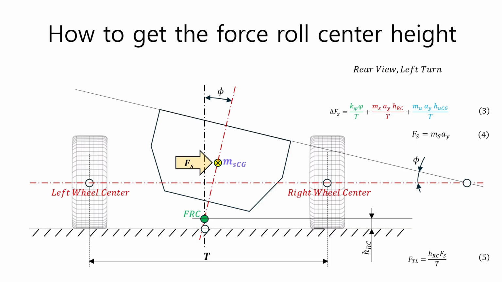Let's learn how to find the height of the force roll center. The second term of equation 3, which we looked at earlier, represents only the amount of force transferred through the link. Therefore, if we know the amount of load transferred in the second term of equation 3, we can find the force roll center height HRC.